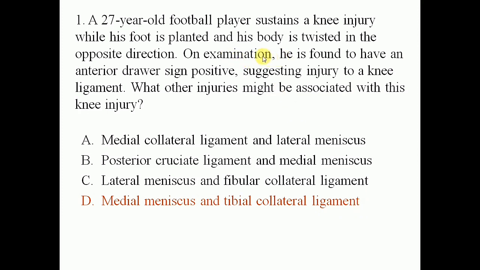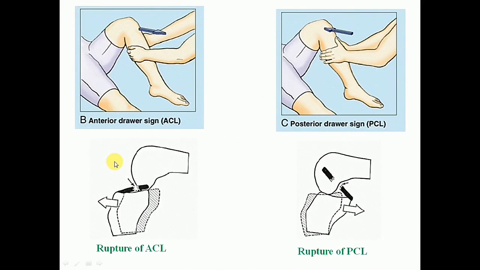Coming to the stem of the question, on examination it is seen that anterior drawer sign is positive, suggesting injury to a knee ligament. Anterior drawer sign is positive when there is tear or rupture of anterior cruciate ligament. As we can see here, the anterior drawer sign is the sign in which there is anterior displacement of tibia due to rupture of anterior cruciate ligament, whereas posterior drawer sign will be positive in case of rupture of posterior cruciate ligament, where the tibia displaces posteriorly. So in this case there is injury to anterior cruciate ligament.